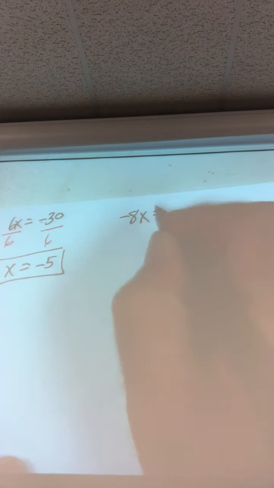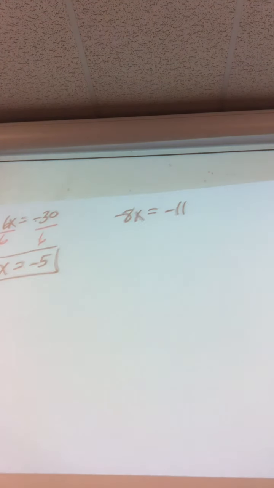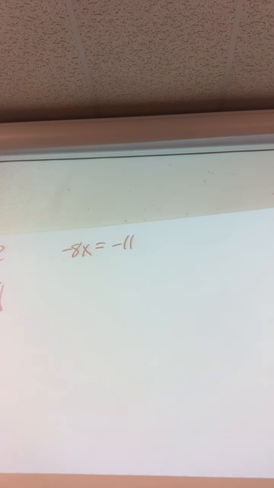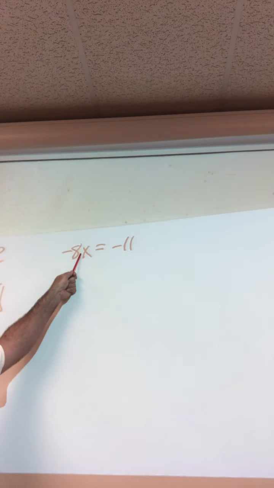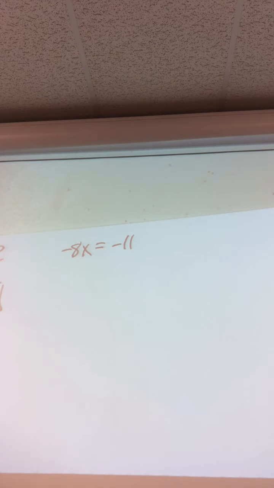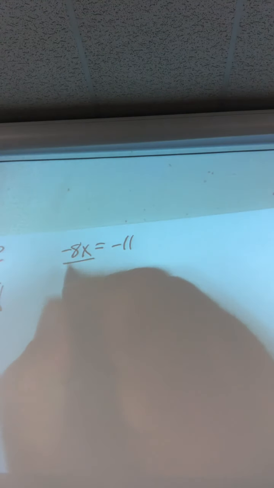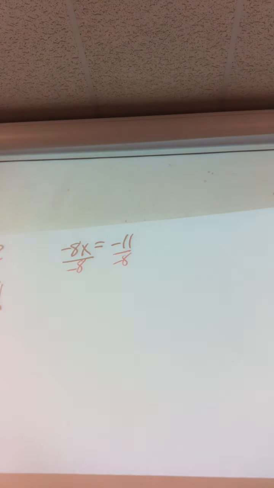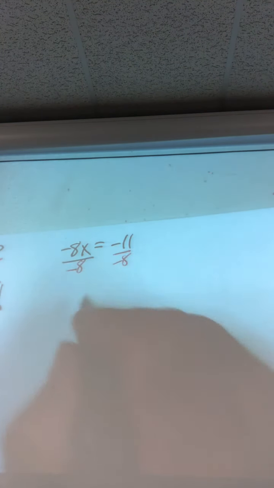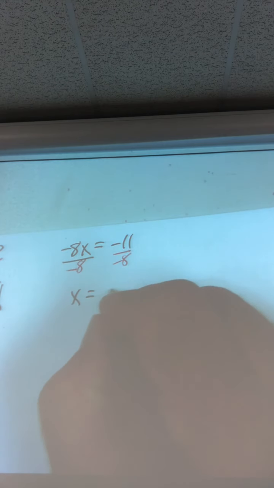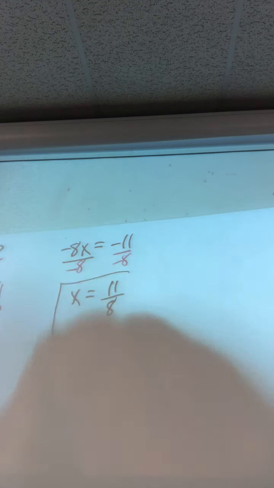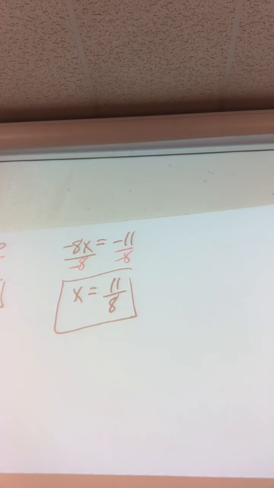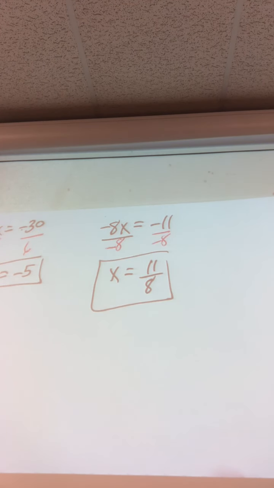So let's look at this one. So let's suppose I have negative 8 times x, not plus, equals negative 11. How do I get rid of that negative 8 that is multiplying that x? By dividing. And whatever I do to one side, I have to do to the other. The negative 8's cancel, leaves a 1. A negative over a negative is a positive. And then 11 over 8 does not reduce. So that is the answer to the problem.